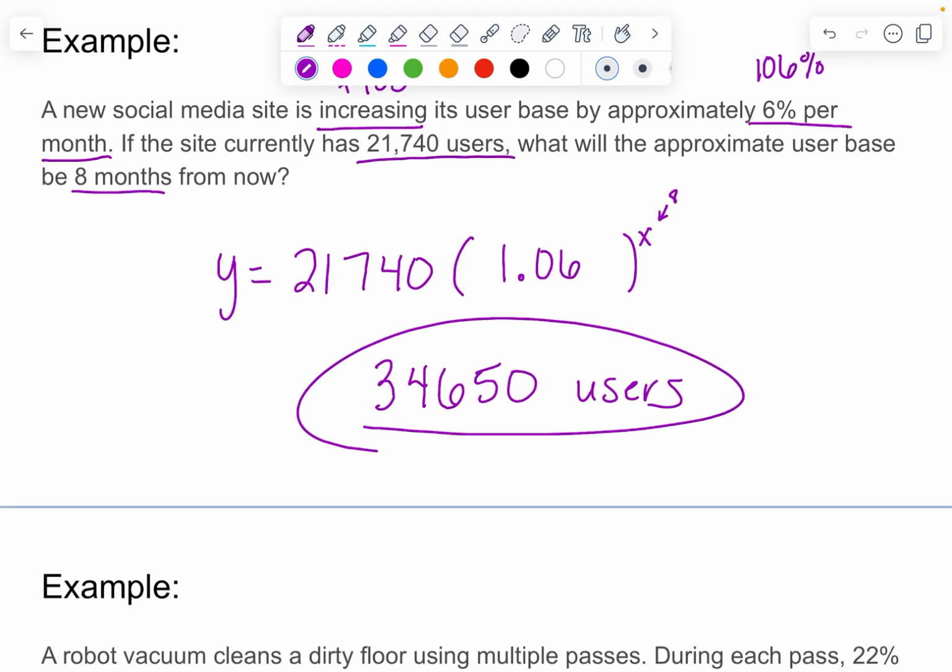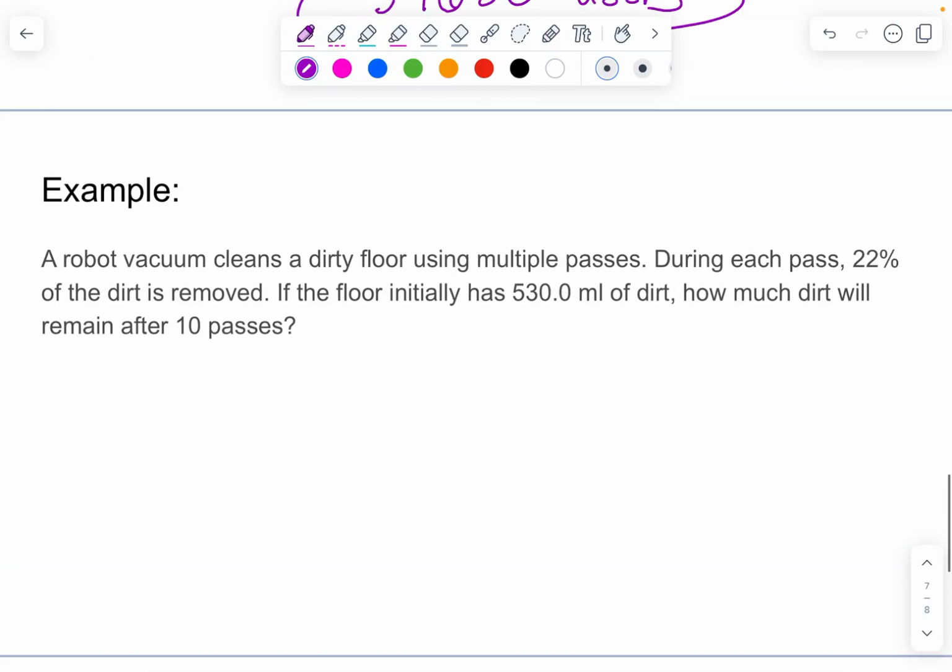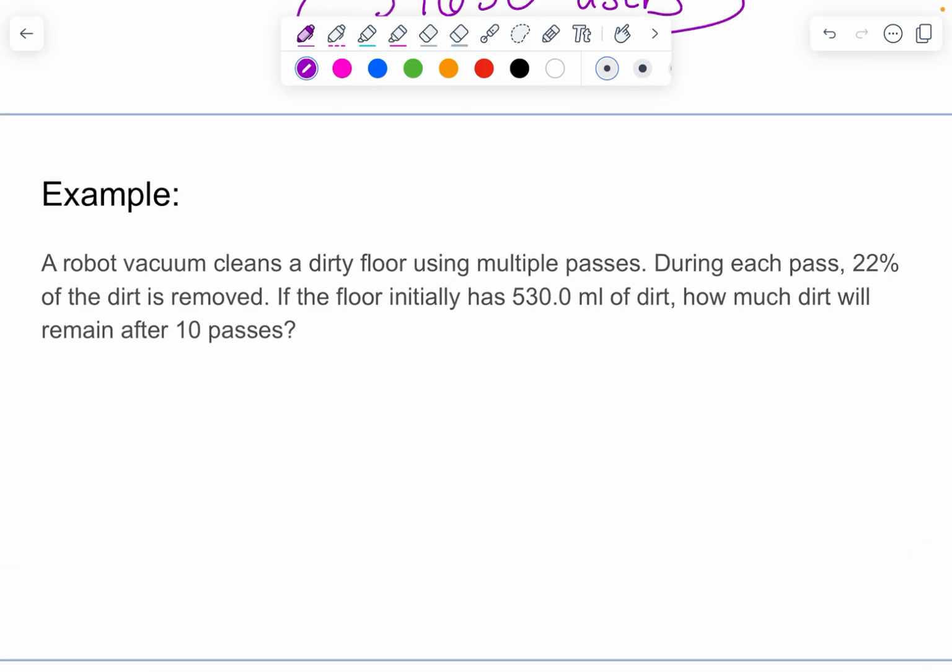All right, let's look at 2 more. A robot vacuum cleans a dirty floor using multiple passes. During each pass, 22% of the dirt is removed. If the floor initially has 530 milliliters of dirt, how much dirt will be left after 10 passes? So this time it's removing dirt. That's going to be exponential decay. It's going down. And so as we write this, we'll start with 530.